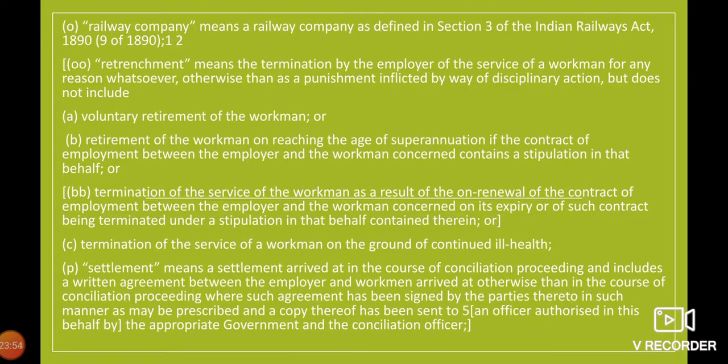Section 2 clause P, settlement means a settlement arrived at in the course of conciliation proceeding, and includes a written agreement between the employer and the workman arrived at otherwise than in the course of conciliation proceeding, where such agreement has been signed by the parties thereto in such manner as may be prescribed, and a copy thereof has been sent to an officer authorized in this behalf by the appropriate government and the conciliation officer, right?